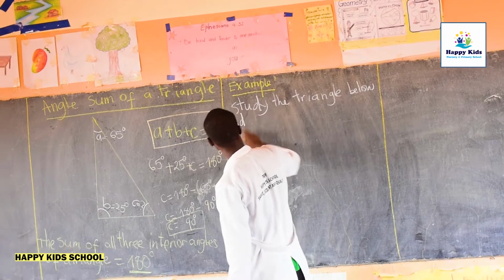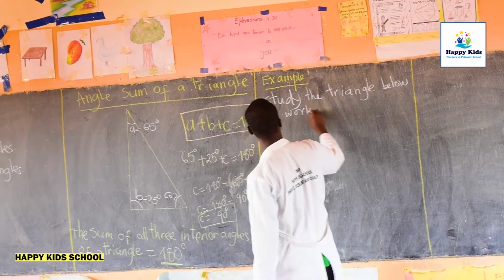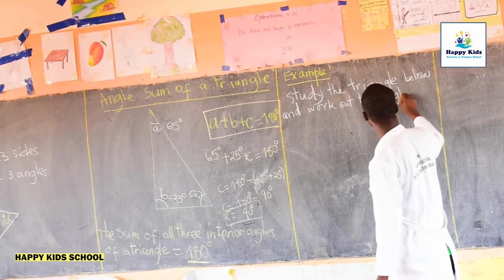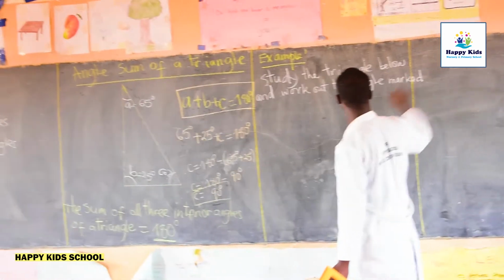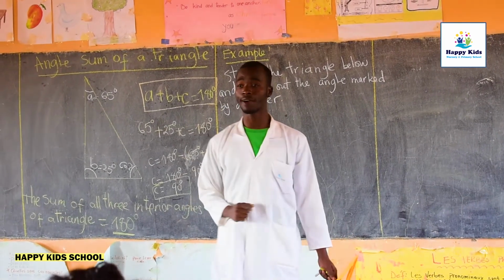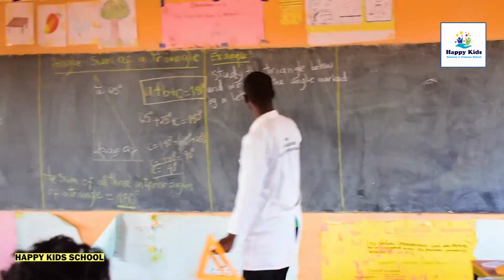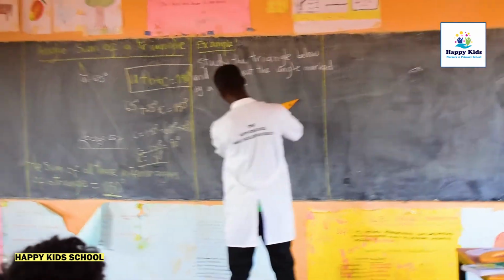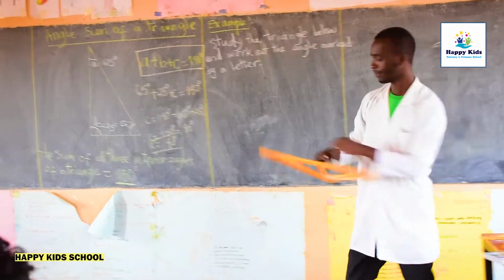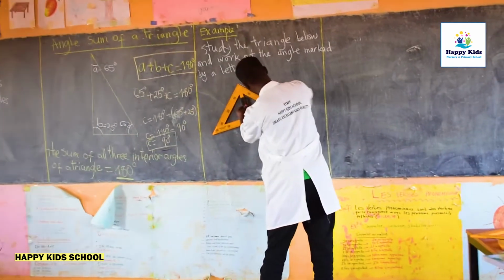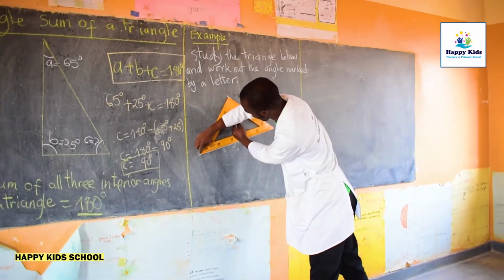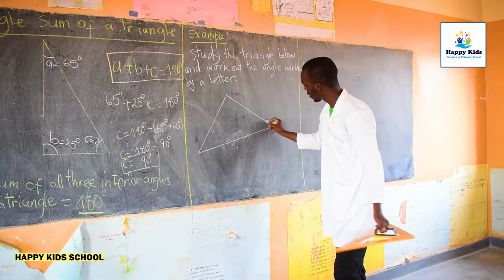Study the triangle below and work out the angle marked by a letter. I think this example is all enough, except if you have some questions. We are given here a triangle. Let's consider another kind of triangle here.